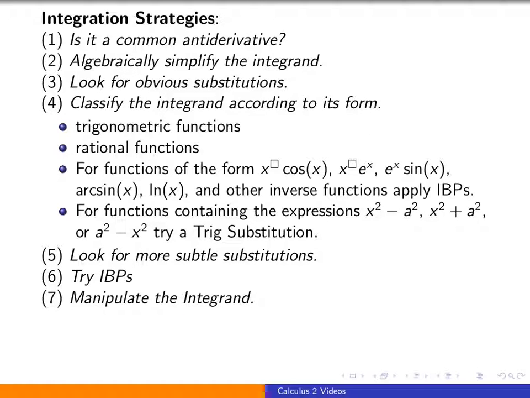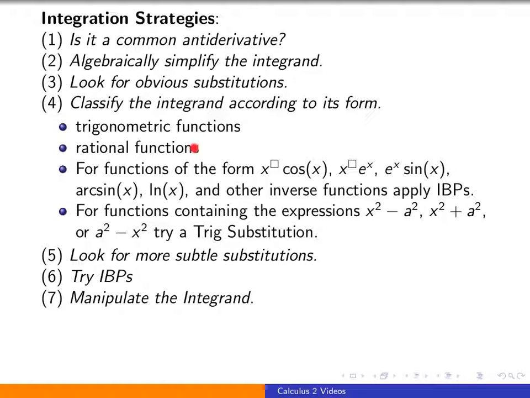So, is it a common antiderivative? Referring back to the table of antiderivatives we should all know. Are there any obvious algebraic simplifications that will help you out? Any obvious substitutions that jump out? Based upon the form of the integral, will one of our standard techniques work?